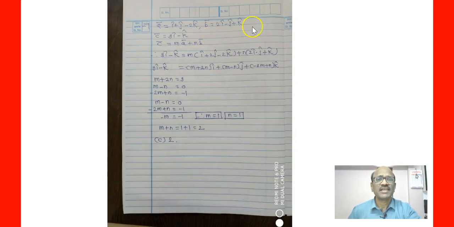The value of A, B, C. C bar is equal to M A bar plus N B bar. Now what is the value of C? That is here 3I minus k. The value of A is here, the value of N is here. That is 3I. Take the coefficient of I, J and K.